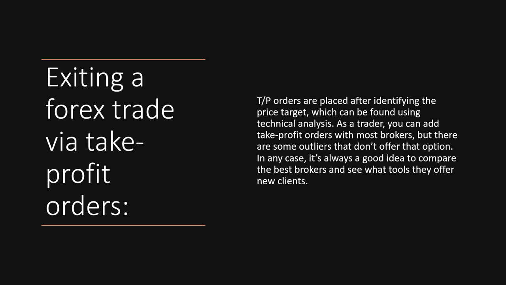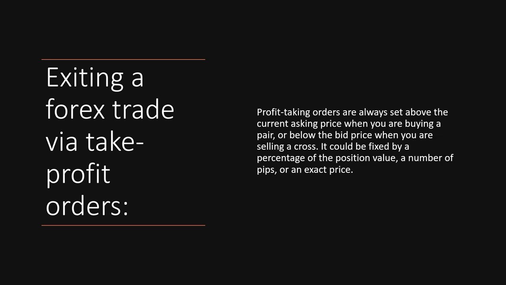You should be able to put take profits, stop losses. You should be able to put OCOs, good to the end of the day. There should be multiple order type choices so that you can execute the strategies that work best for you. It's just a matter of a set of information and instructions given to a computer. Profit-taking orders are always set above the current asking price when you're buying a pair or below when you're selling a pair. It could be fixed at a percentage of your position or a number of pips or at an exact price.